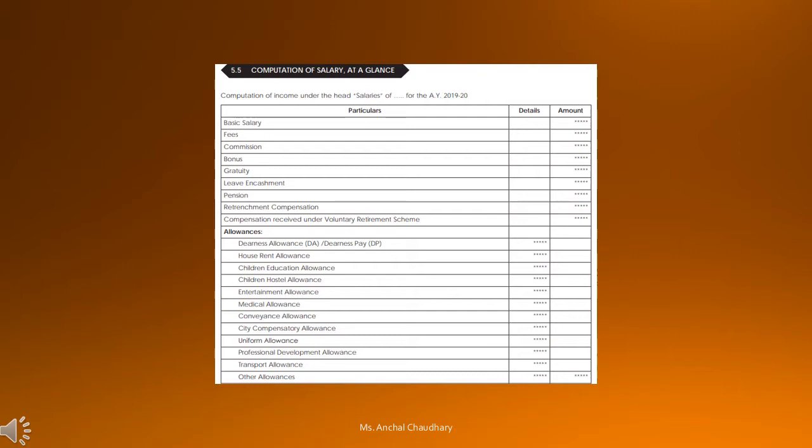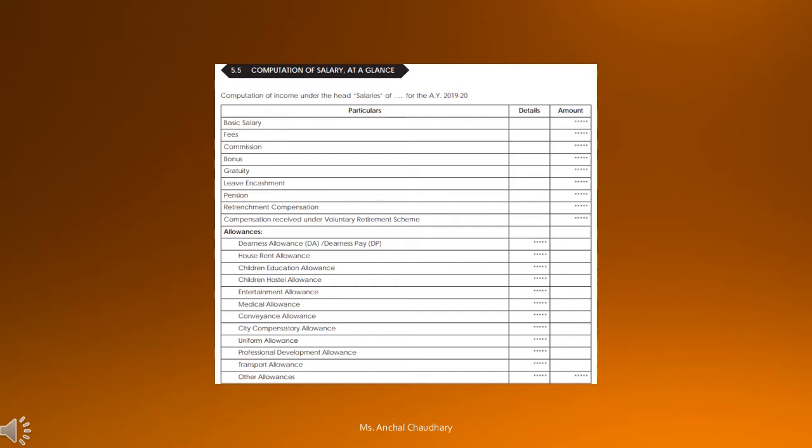Students, let's have a look at the format of computation of income from salary. So this is how you have to calculate your taxable income. You have to calculate your total income from your salary. First, you will write down the basic salary. If it is given per month, then you have to convert it into your yearly salary. Then fees.